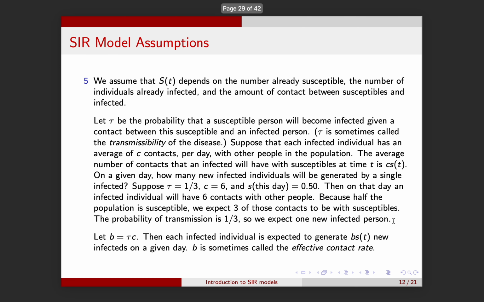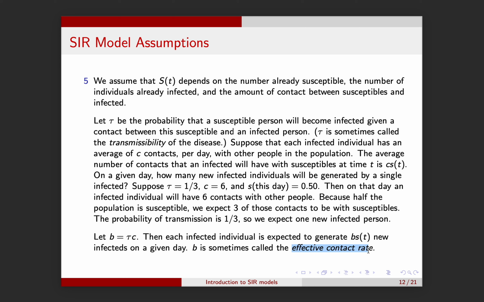Okay. So now, the parameter we're actually going to use in the models is this B. It's the probability of transmission times number of contacts per day, which is how I got this 1 right here, right? Eventually. Yeah, C equals 6, yeah. Okay, so each infected individual is expected to generate this many new infecteds on a given day. So the effective contact rate times the proportion of susceptibles. That's called the effective contact rate. So all of that to say, there's a parameter called B that's in the model.